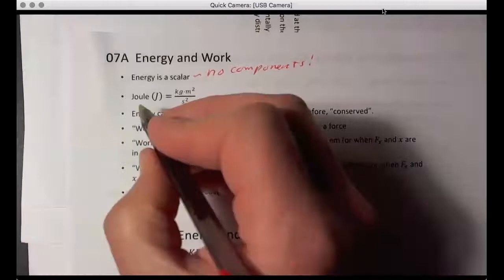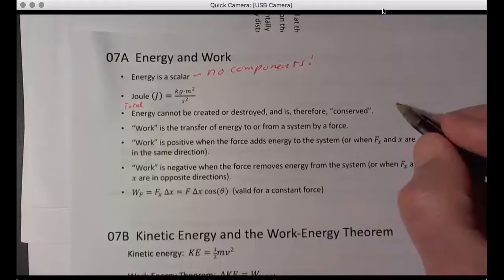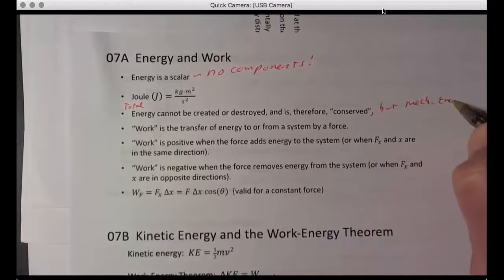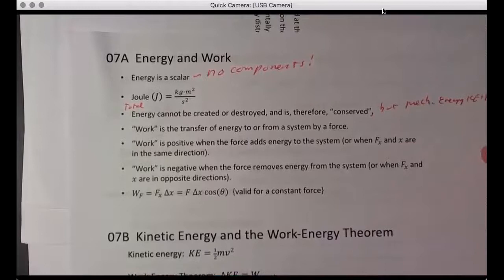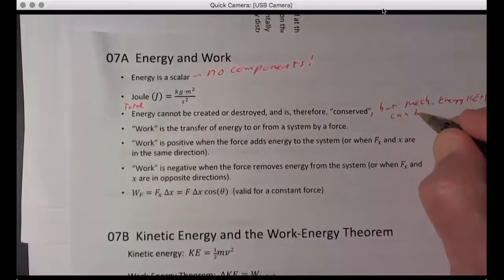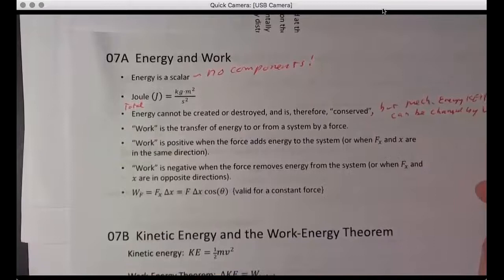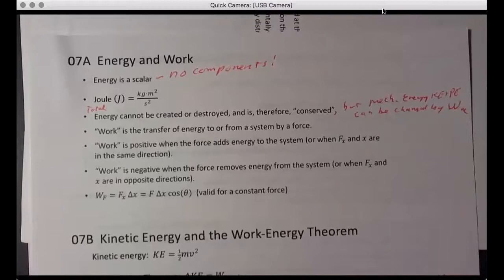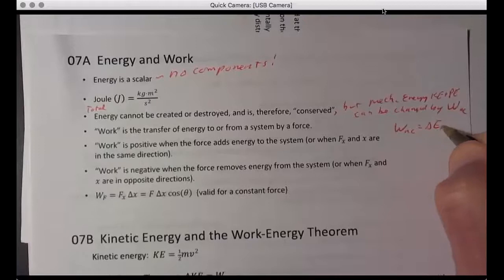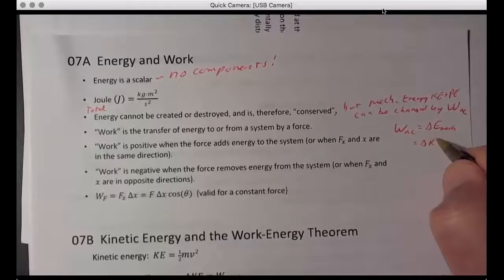The total energy can't be created, therefore it is conserved, but mechanical energy, KE plus PE, can be lost or changed by work non-conserving. So the other thing to remember here is that work non-conserving is delta E mechanical, and that's delta KE plus delta PE, because KE plus PE is mechanical.